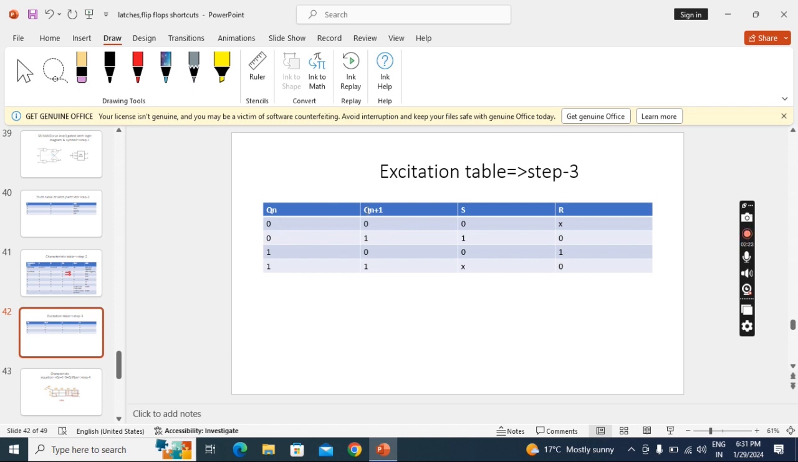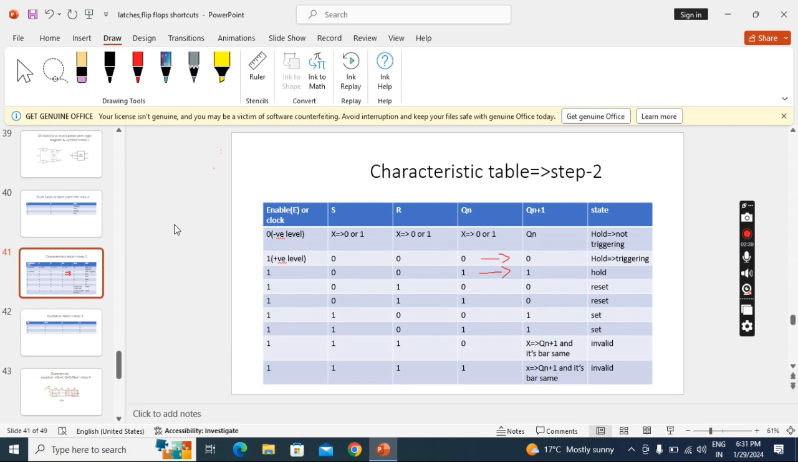If there are two inputs, 0 0, 0 1, 1 0, 1 1 will come. 4 combinations. Now we'll see how to write the SR values in the excitation table. What is the n to n plus 1 value combination? 0 0. Now go to the characteristic table. From the characteristic table only we have to write the excitation table. See, n plus 1 value 0 0 occurs one time here and one time here.